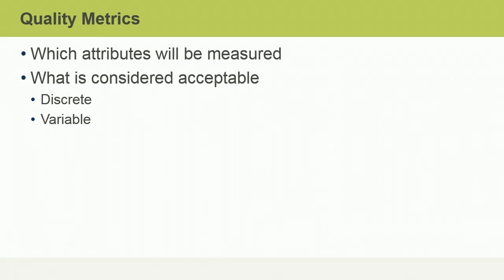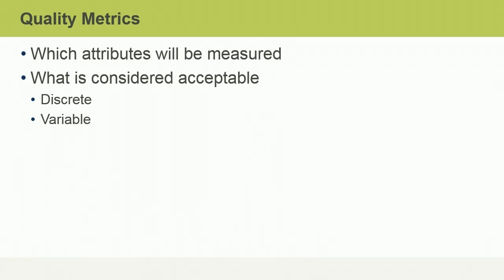Quality metrics are developed during quality planning. They indicate which attributes of a deliverable will be measured and what will be considered acceptable. The attributes may be discrete, meaning that they either pass or fail, or they may be variable and acceptable as long as they fall within a range of tolerances.